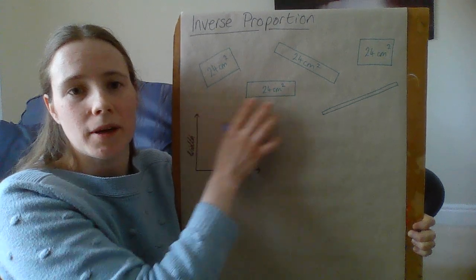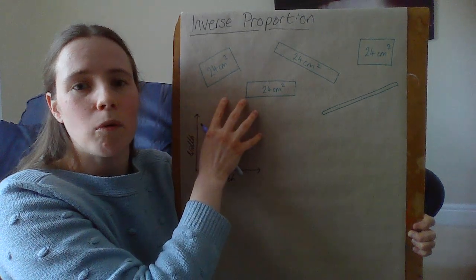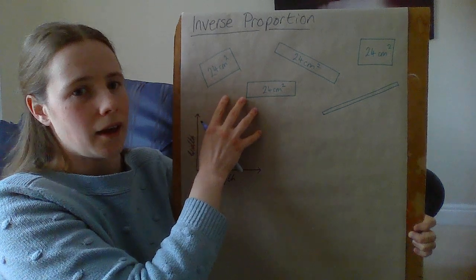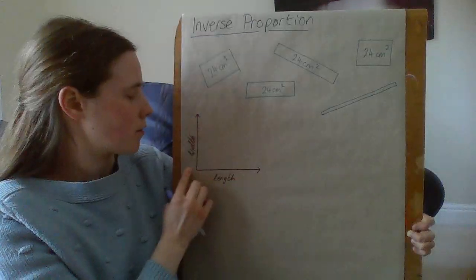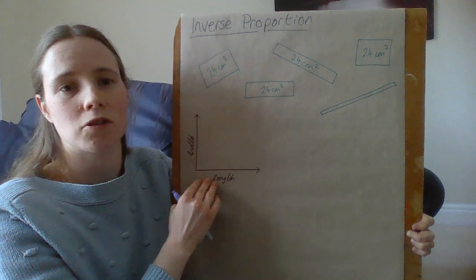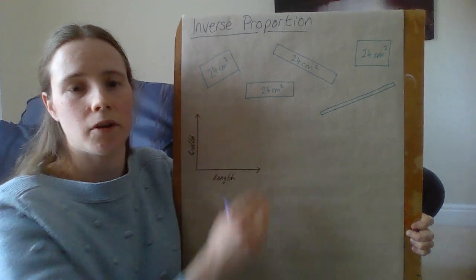And once you've come up with some ideas of what they might be, think about what sort of shape you'd get if you were to plot the length and the width of those different rectangles you found, plotted them on a pair of axes.